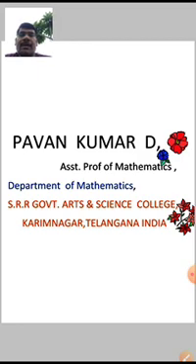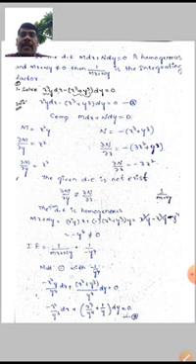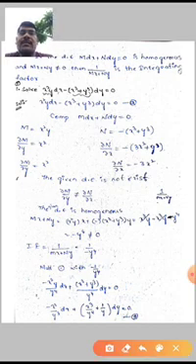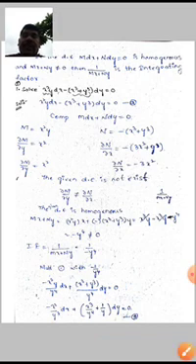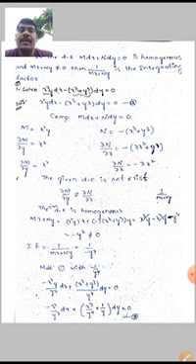Here, method 2 is: if a differential equation in the form M(x,y) dx plus N(x,y) dy equal to 0 is a homogeneous differential equation, and Mx plus Ny is not equal to 0, then 1 by (Mx plus Ny) is an integrating factor.